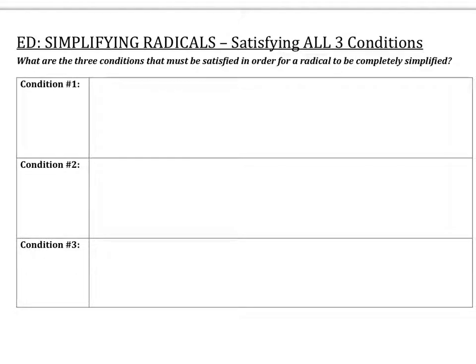So let's review all three conditions that must be satisfied in order for a radical to be completely simplified. And as always, if you know what the rules are, I encourage you to stop the video, write down what the rules are, and then come back to make sure that you've got them all. I'm also going to give you examples for each condition as well. So the first condition, and it doesn't matter what order they go in, but I'm just going to go in the order in which I taught them to you.